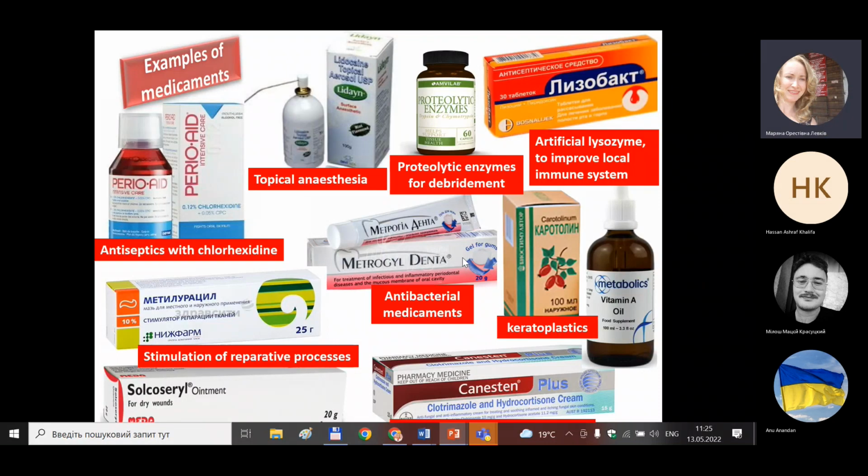In the case of ulcerative necrotizing gingivitis. Keratoplastics, for example, oil form of vitamin A or such a combination of different oils, Carotolin. It has in its composition rose hip oil plus sea buckthorn oil. A few oils are combined in this medicament Carotolin. Solcoseryl ointment as well belongs to this group of medicaments that is responsible for stimulation of reparative processes.